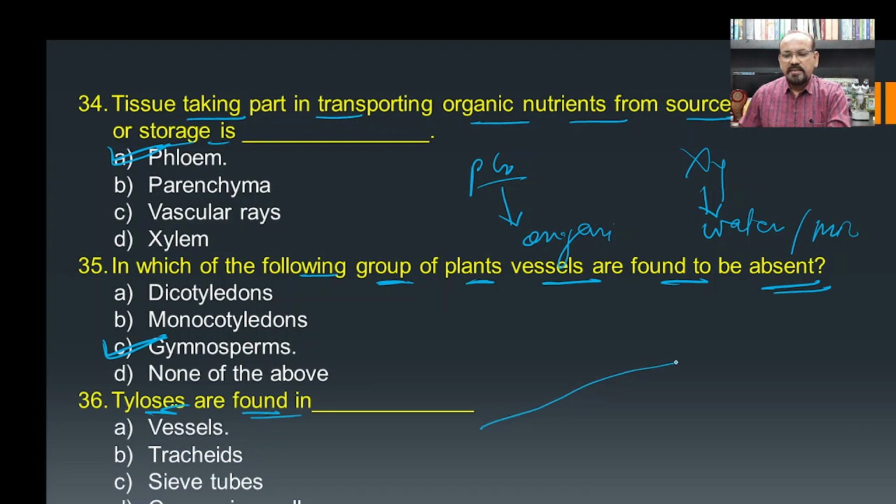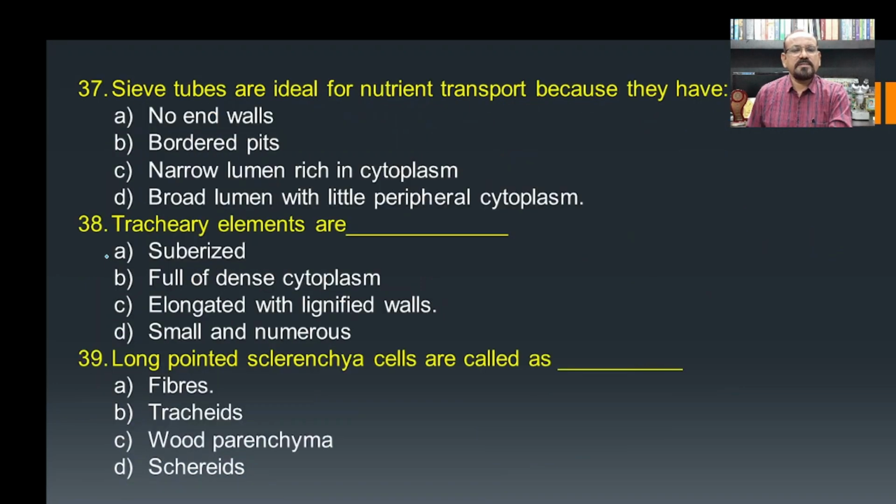Then, tyloses are found in? If you see the vessels, the lumen of the vessel is blocked with a balloon-like structure inside it. Such a balloon-like structure present in the lumen of the vessel is known as tyloses. So such tyloses are present in the vessels.